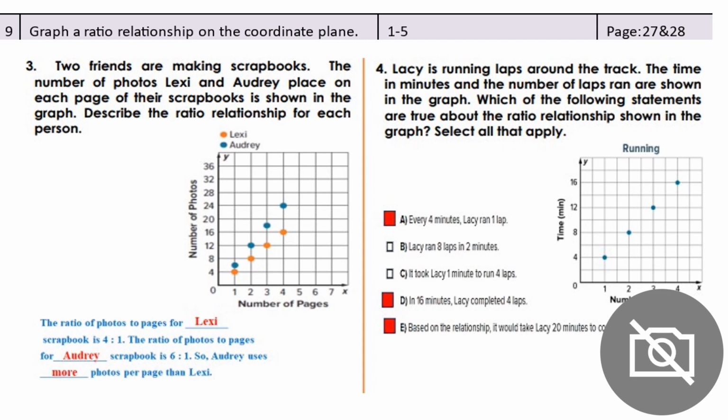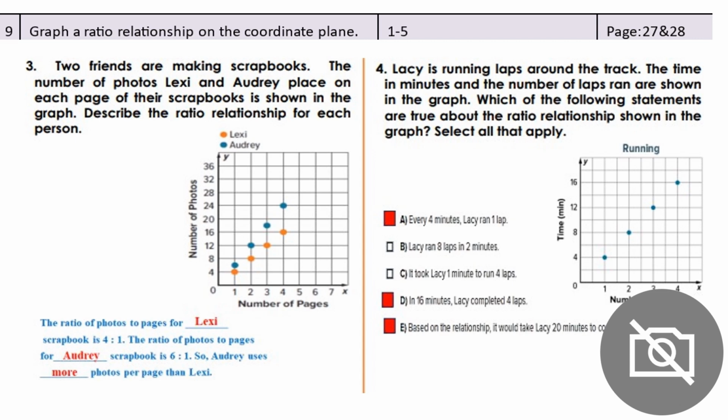Here they have given you 2 graphs. In these 2 graphs the question is to describe the relationship in the ratio for each one. The first one, this orange, is for Lexi, and this blue is for Audrey. The first one is 1 to 4 or 4 to 1, anyhow you can write. Here they have given you 4 for 1, that means number of photos to number of pages: 4 photos in 1 page, that's why we have written 4 is to 1.